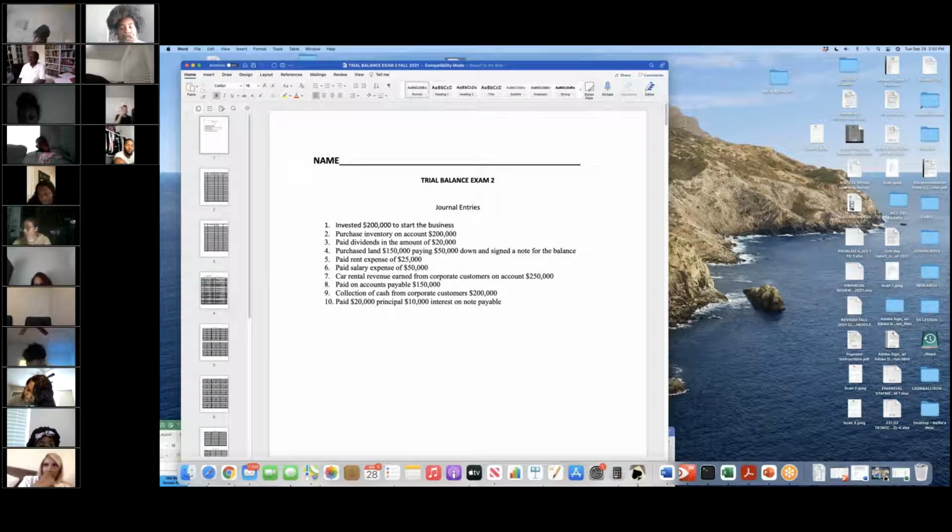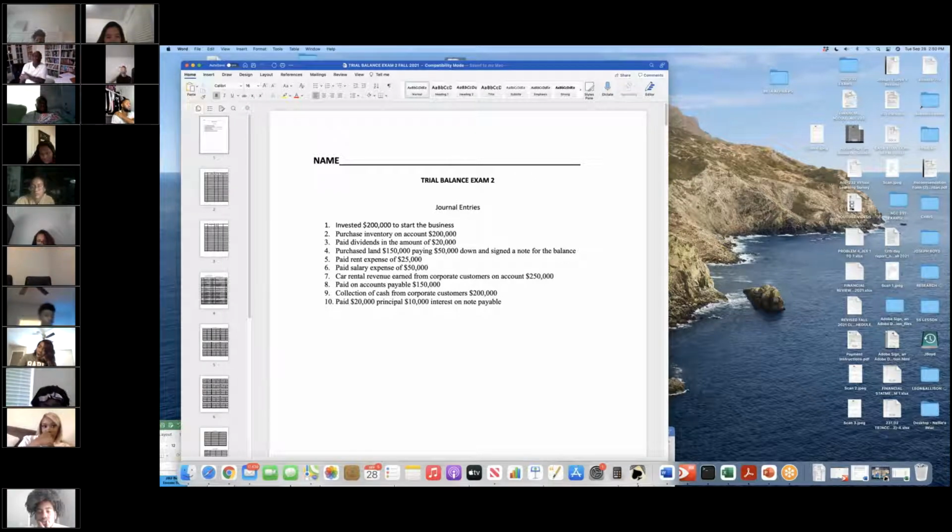Okay, so let's put trial balance exam 2 up to date, which you were supposed to work on. So, Christopher Wallace, what's the first journal entry? Just give me the type and the accounts and amounts. The type is a 1, and it's cash and common stock. So we're going to debit cash and credit common stock. Okay, but let's see the second one.